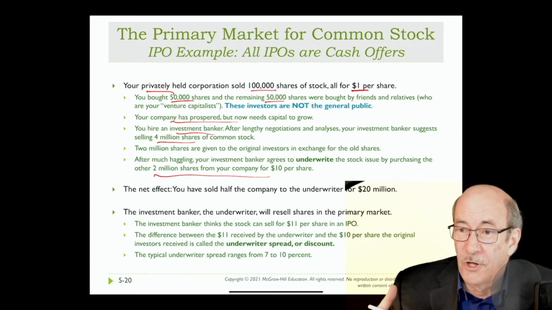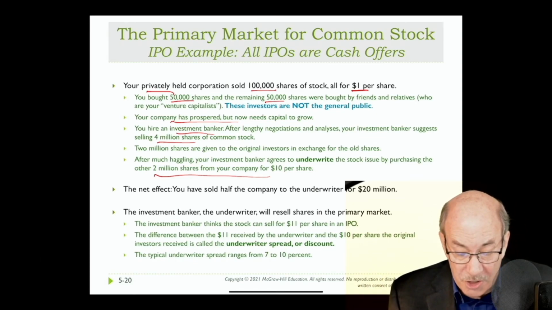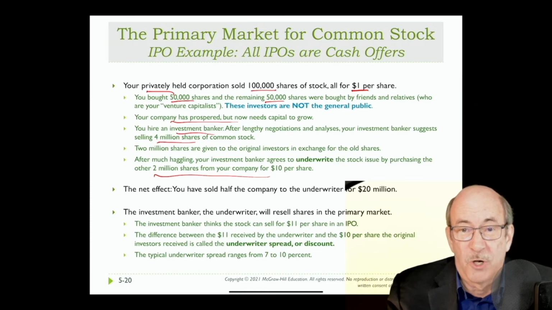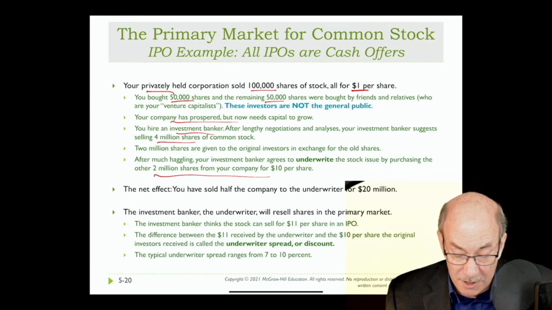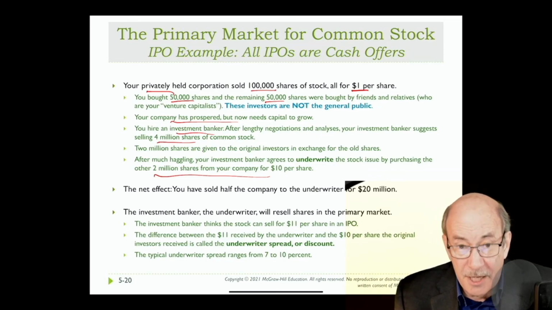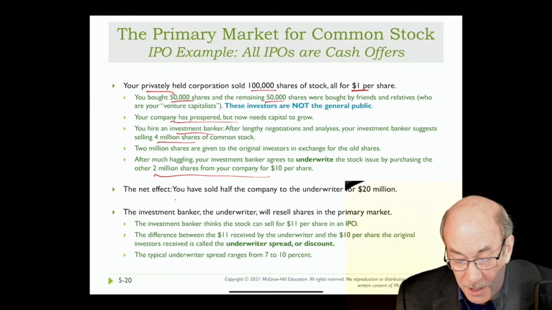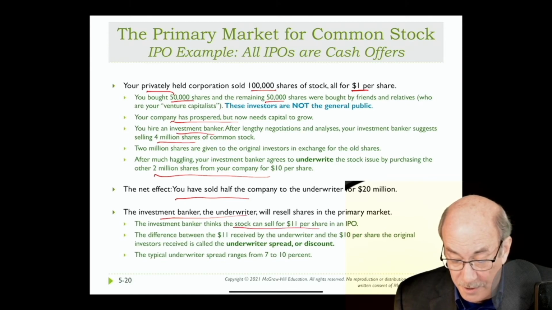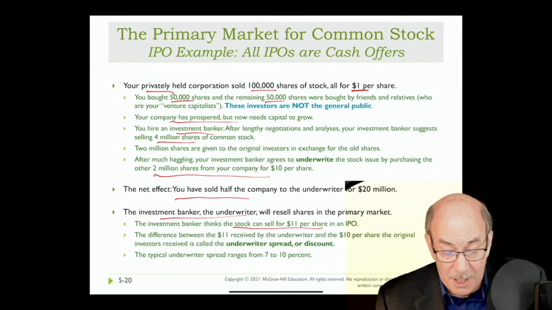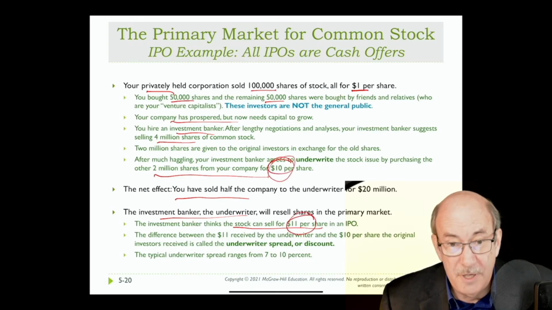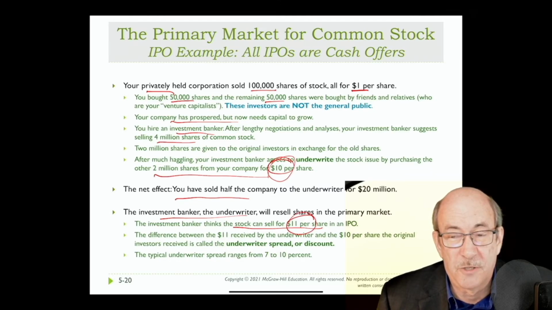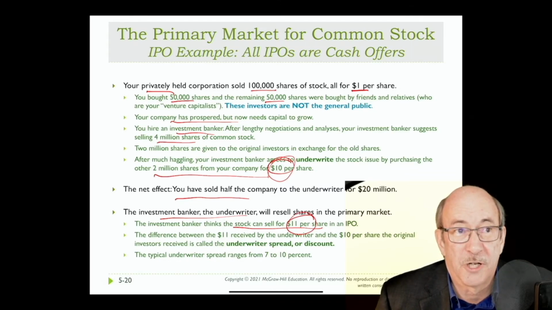But there are also an additional 2 million shares that we're going to sell straight to the marketplace, and the cash is going to go back to the company for new projects, new investment. And then, again, this is a firm commitment, so the underwriter, the investment banker, that is, agrees to buy all of the shares. And they agree to pay the company $10 per share, but the company knows they're going to take them to the market and sell them for $11 per share.